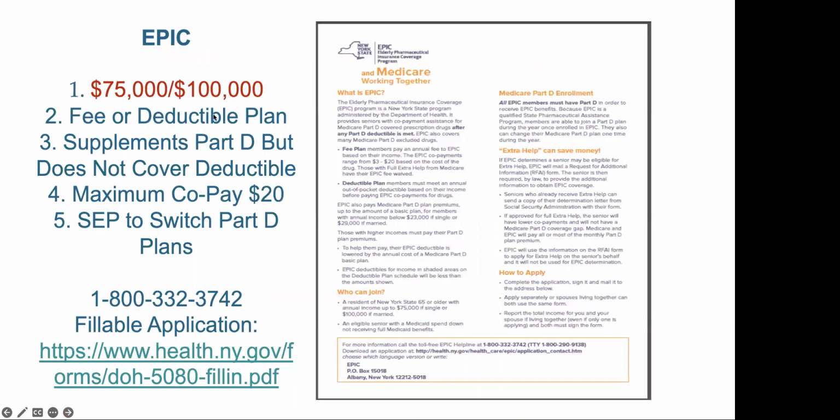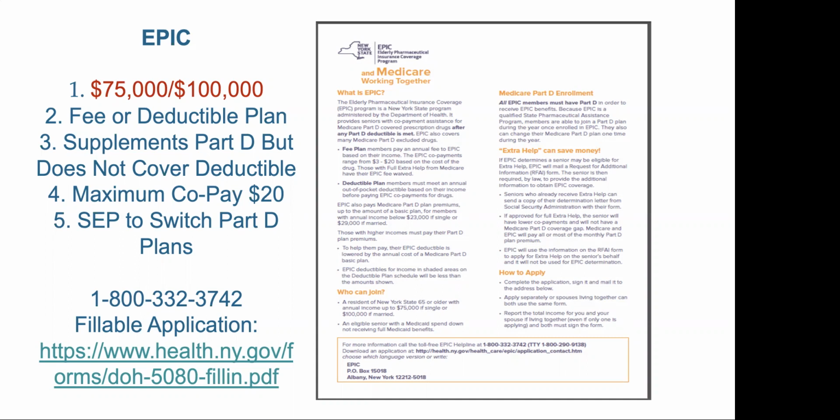First program I'm going to talk about after Extra Help is EPIC. EPIC is a state pharmaceutical assistance program. And every pharmacy in the city should be familiar with EPIC. You're eligible for EPIC if your income as a single filer is $75,000 a year or less, or $100,000 a year or less as a joint filer. EPIC has a fee plan for people who are in income levels up to about $23,000 a year. And for everybody above that, there is a deductible to meet. For people in the deductible plan, there is no fee for EPIC, it's free.